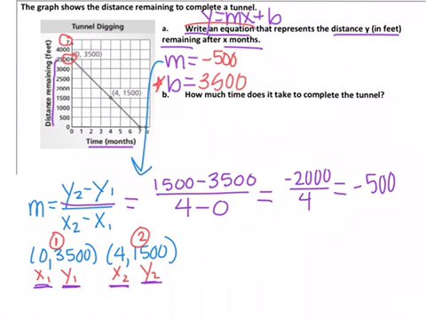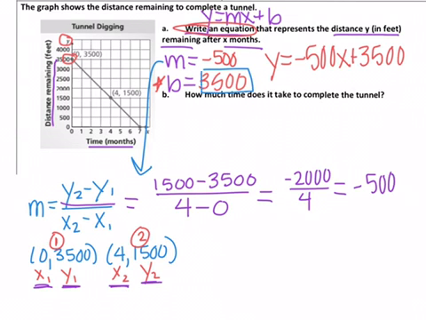Now let's actually write the equation that they ask us to write. I plug in my slope of negative 500 and then our positive y-intercept of 3,500. Now, what this really means in this context of the problem is at 3,500, that is how much we started at for digging our tunnel. It's 3,500 feet that we had to dig for our tunnel. Now, negative 500 means for each month, we are digging 500 feet each month of this tunnel. So we're going to have 500 less feet to dig each month for this tunnel.